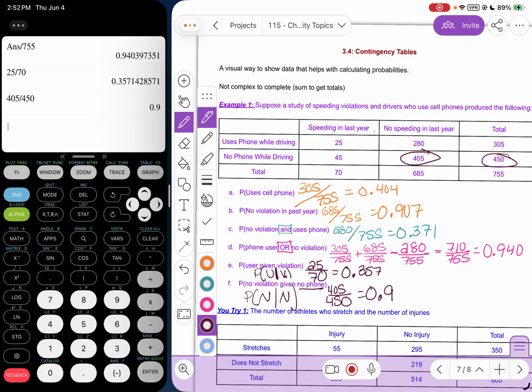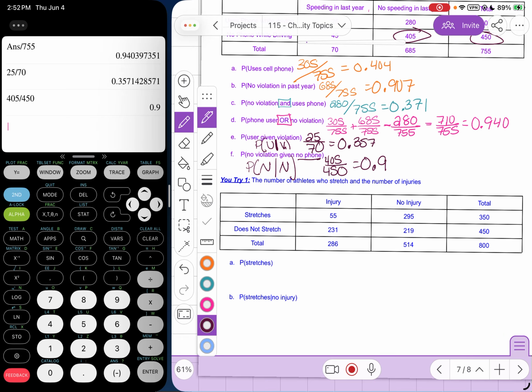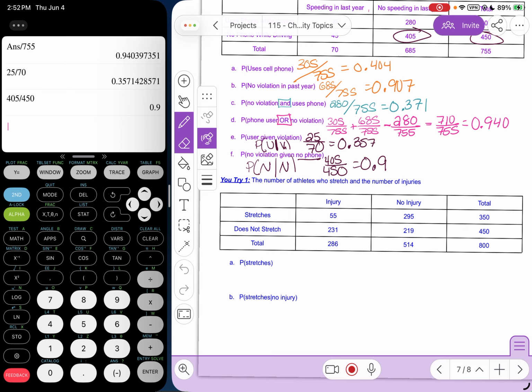So that is how you use a contingency table. Pause the video, try the you-try, and then start the video to check your work.